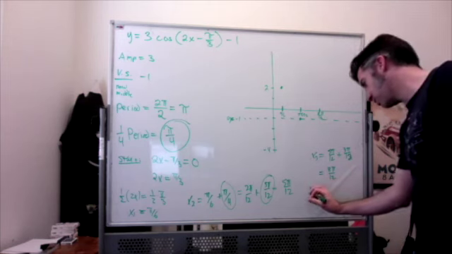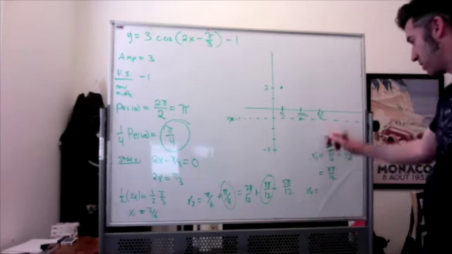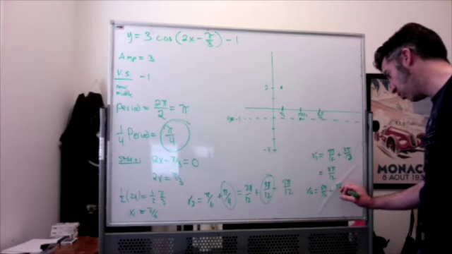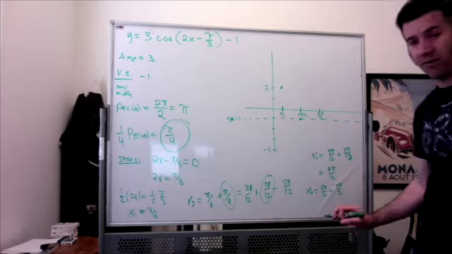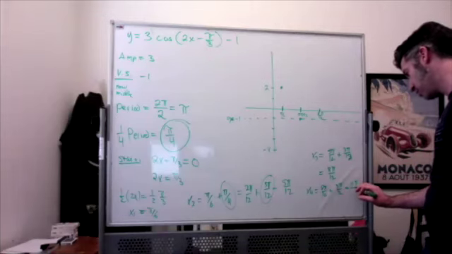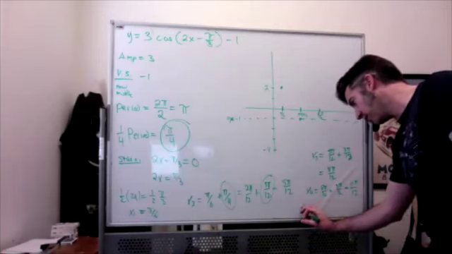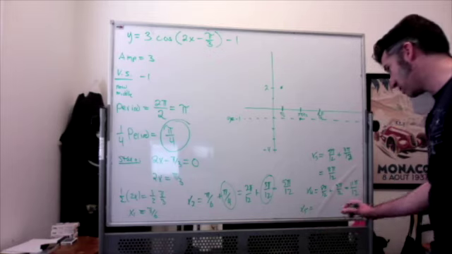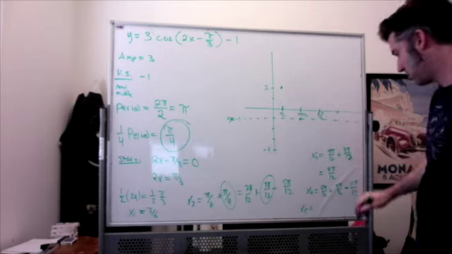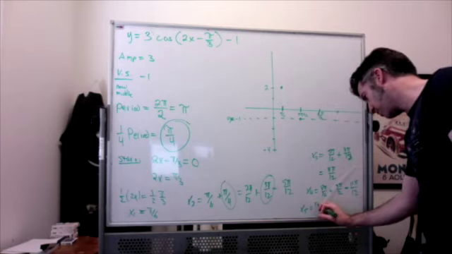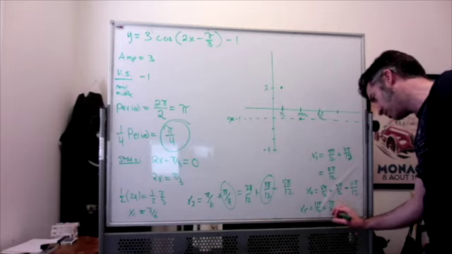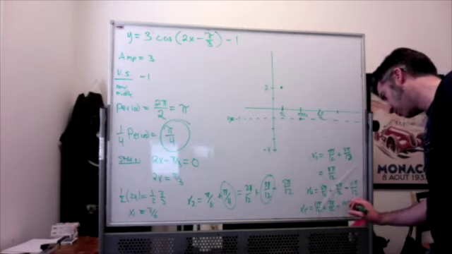Okay, so I'll find the last two. The next one is going to be the previous one, 8 pi over 12, plus 1/4 of my period, which is 3 pi over 12. 8 plus 3 is 11. So I get 11 pi over 12. And the last point, the fifth one, is going to be right there. It's the previous one, 11 pi over 12, plus 1/4 of my period, which is 3 pi over 12, which gives me 14 pi over 12.